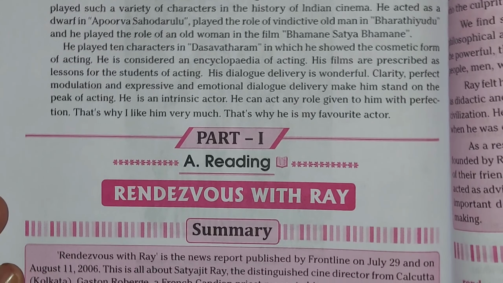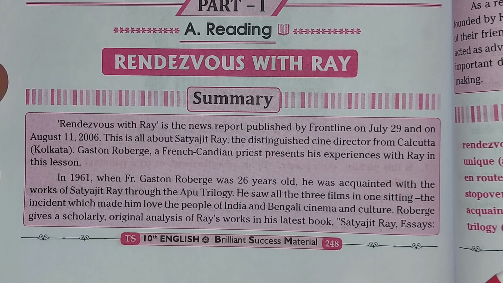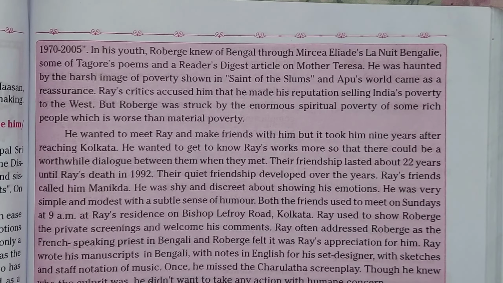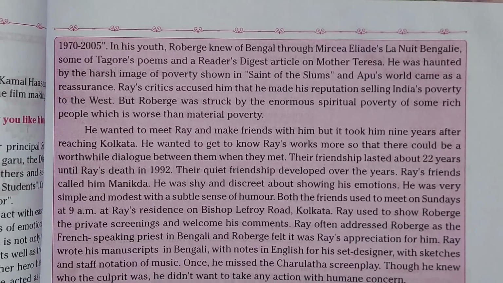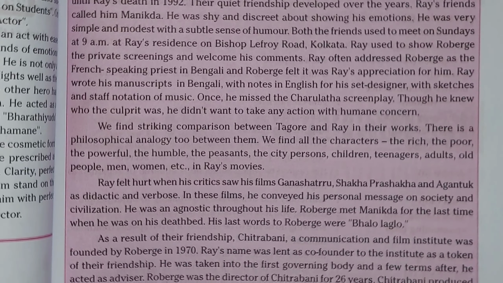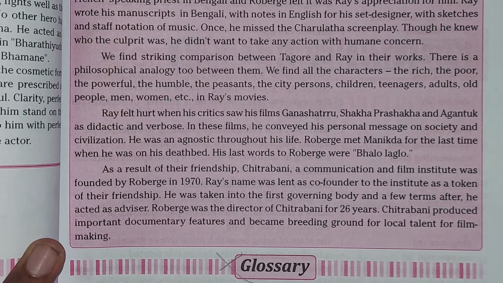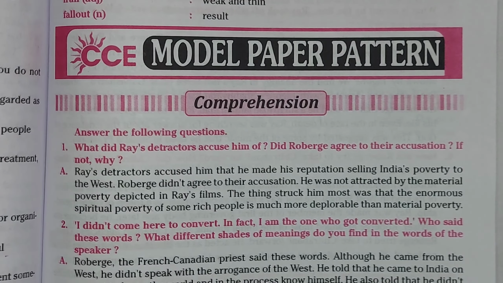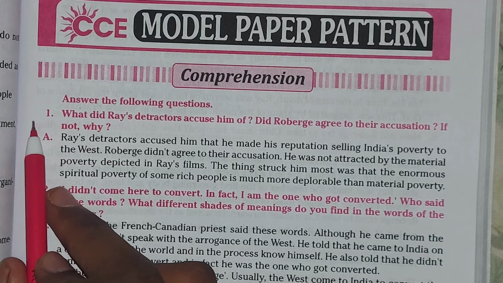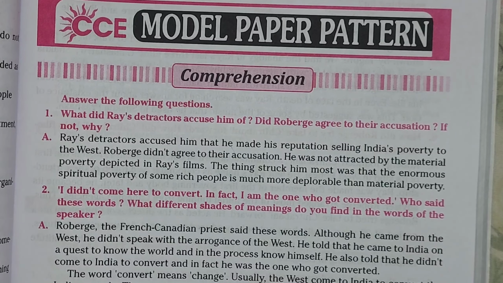So after that we have here part 1, A reading. First we will see the summary. The summary continues onto the next page, so let's move to the next page. You can see here we have the summary, up to here. So let's move to the answer the following questions bit. You can see here the first question starting from here and ending here, and the answer starting from here and ending here. Before I show the second question, I want to tell you something, guys.